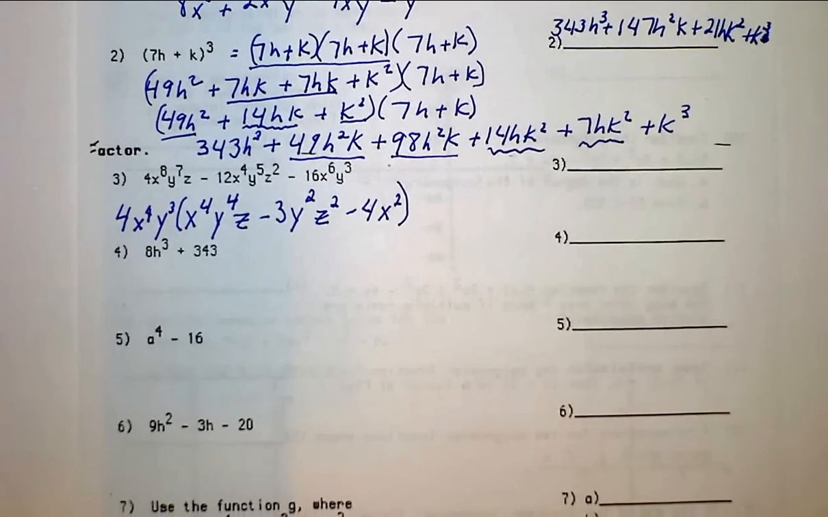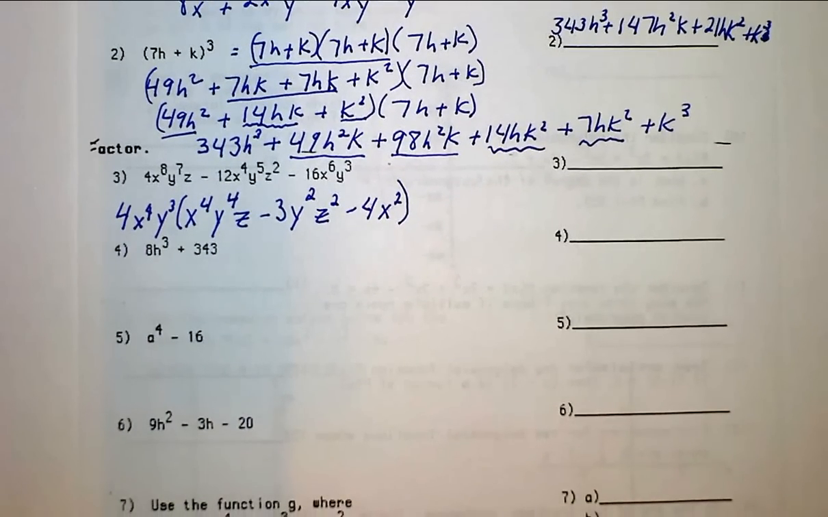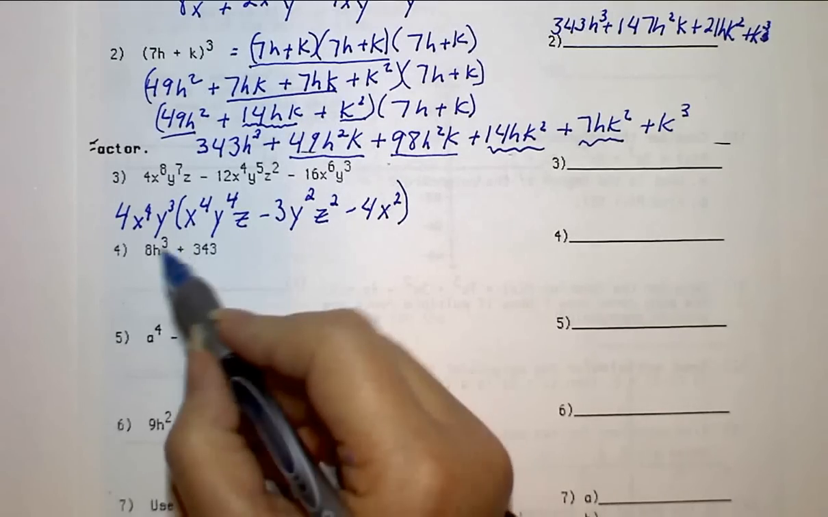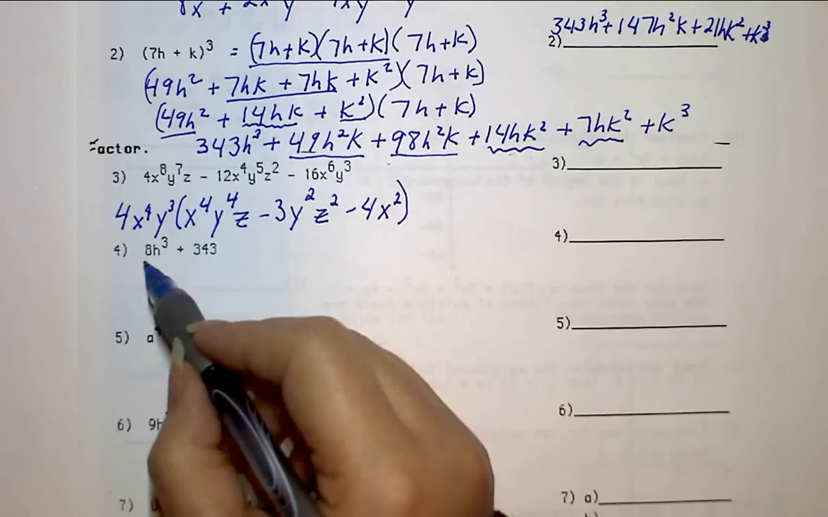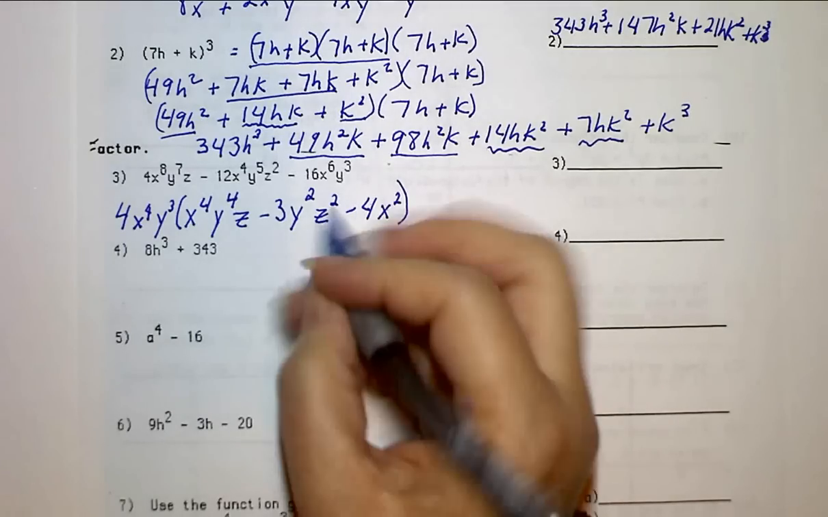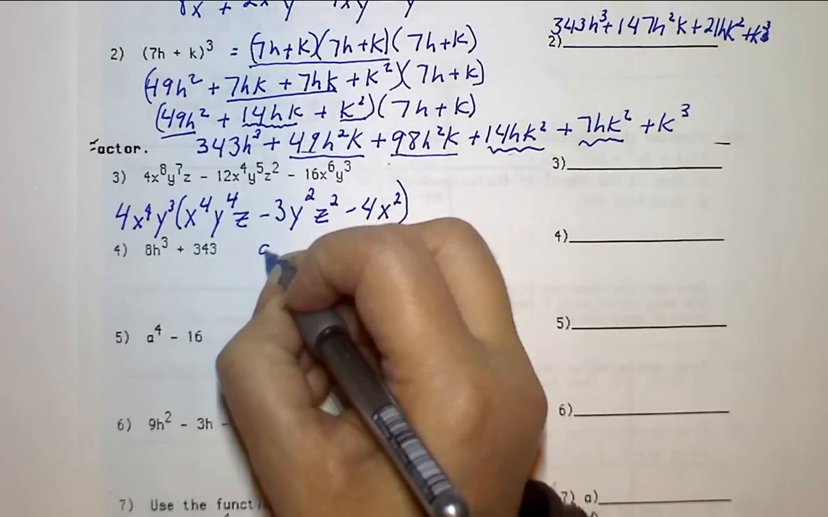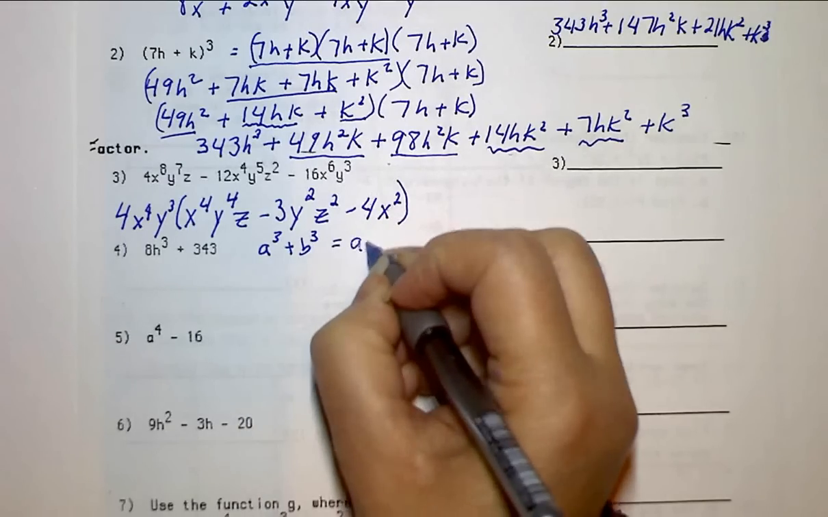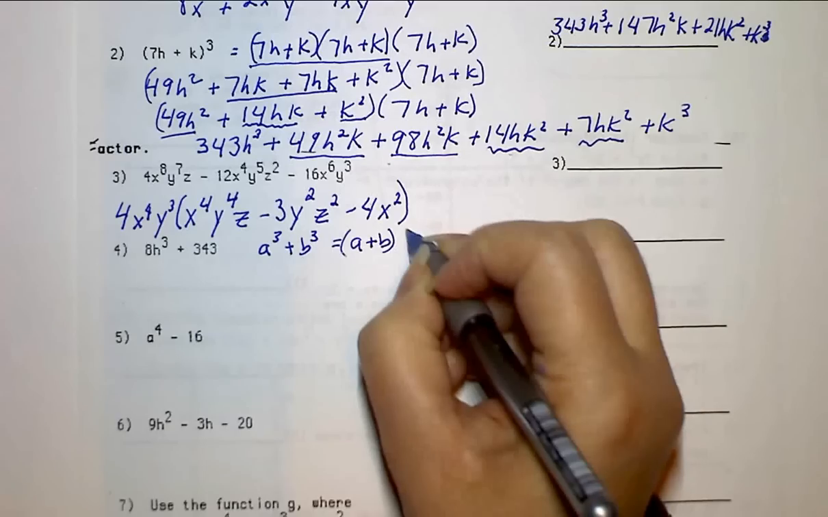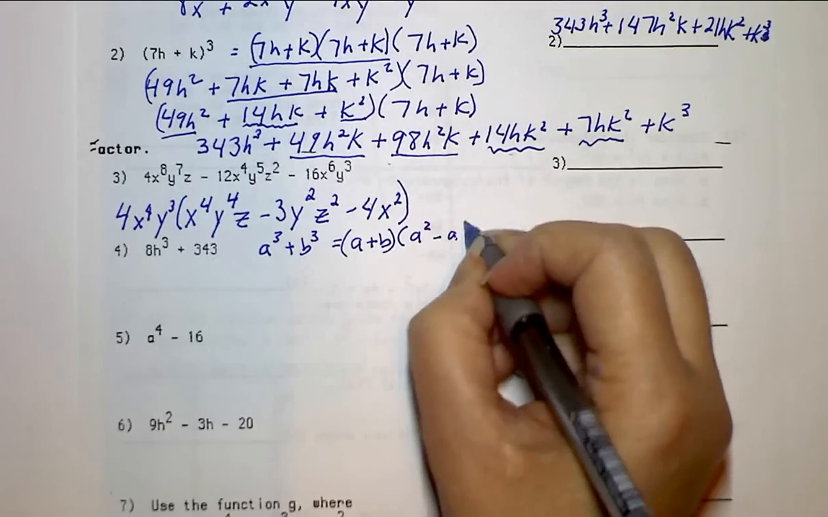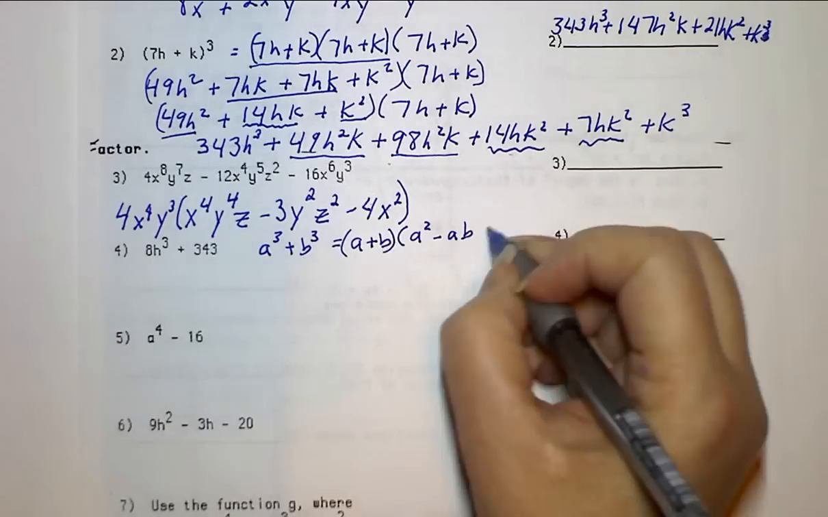Alright, number 4. Now, number 4 says to factor this. Hopefully you guys see that it's a cube, and so I want to know, are 8 and 343 perfect cubes, which they are. So we're going to use the formula a cubed plus b cubed is equal to a plus b, and then it's a squared, times them together, change the sign, ab, and then square the last, b squared.